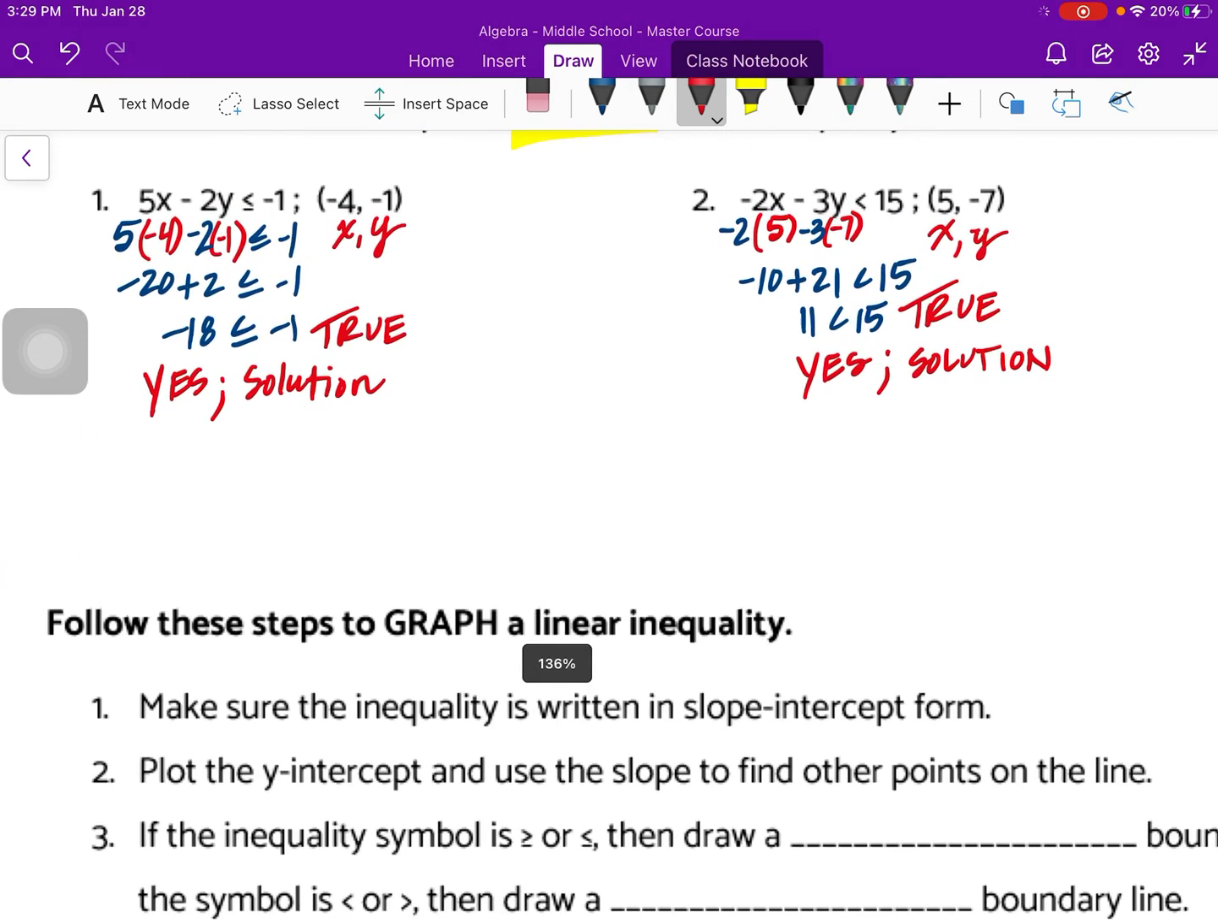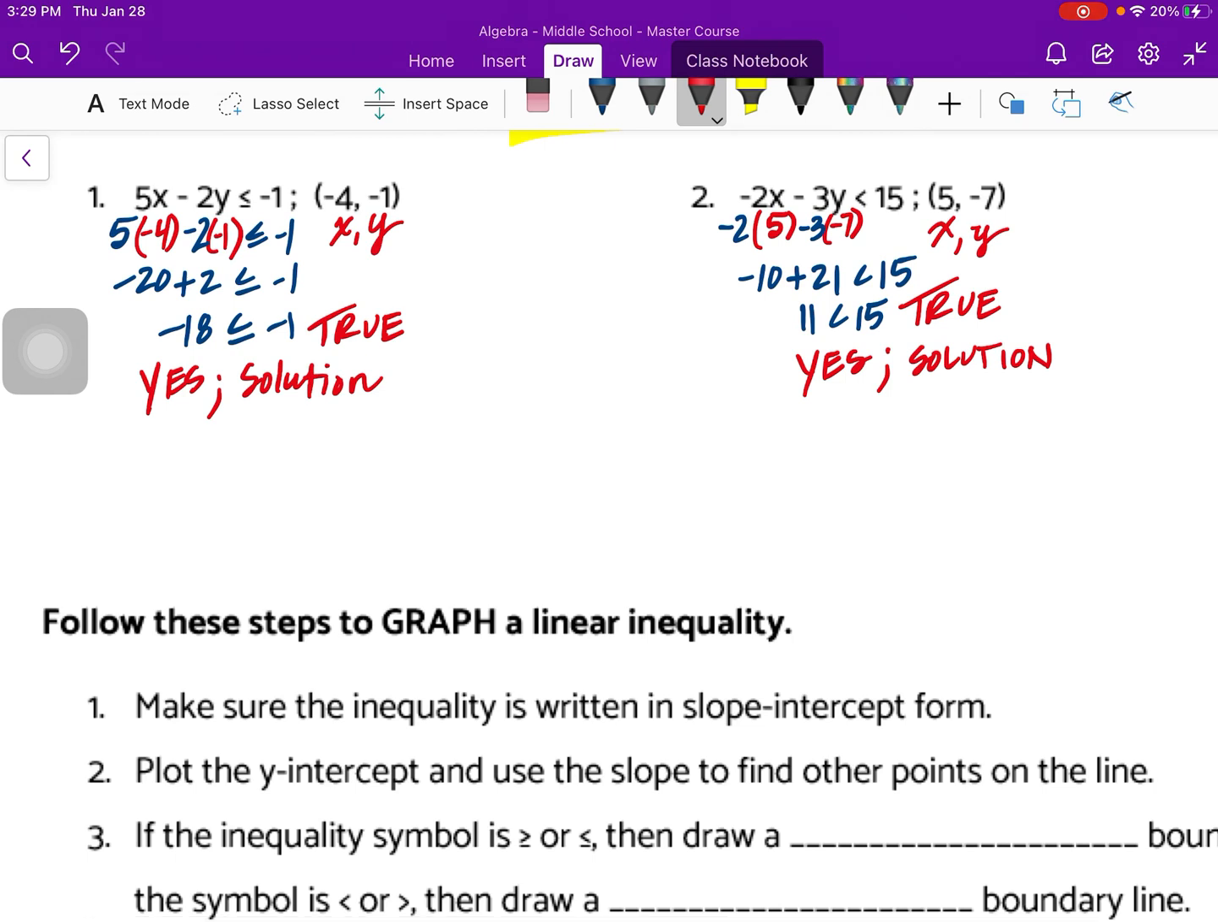I also want to point out that with inequalities, let's say you solve the problem, you're testing a point, and you get something like this, where it says 18 is less than 18. In this case, that is a false statement. A number is not less than itself. So that's a no. But let's say you end up with something like 18 is less than or equal to 18. That is actually a true statement.